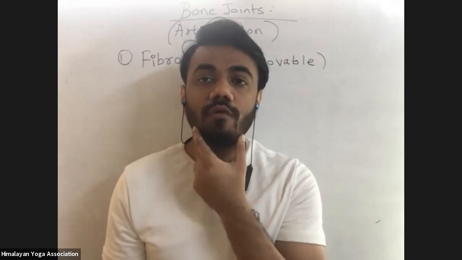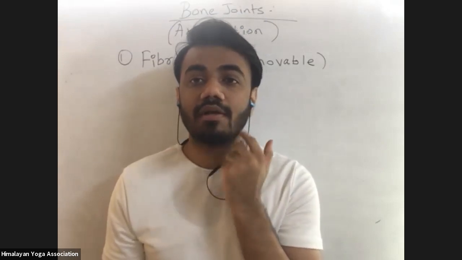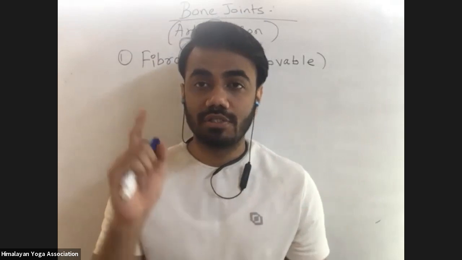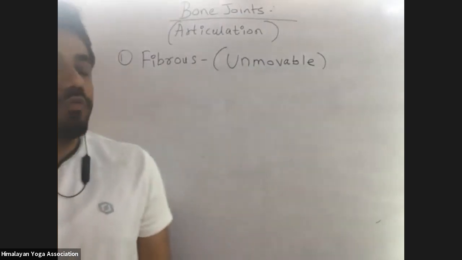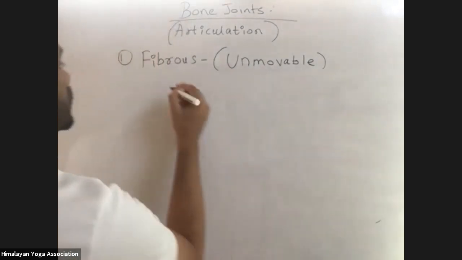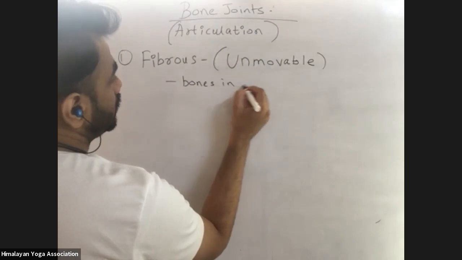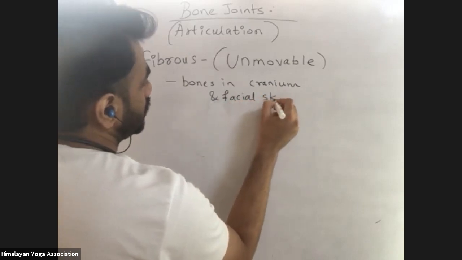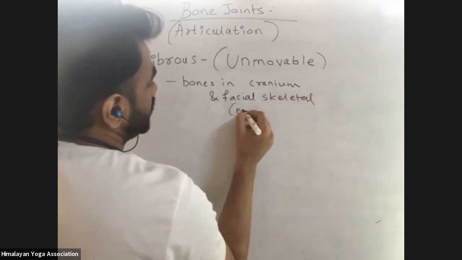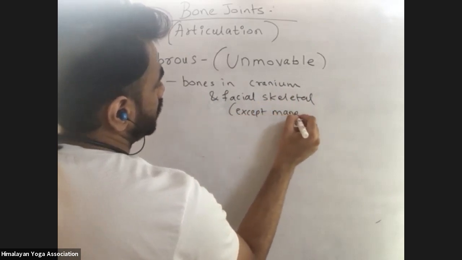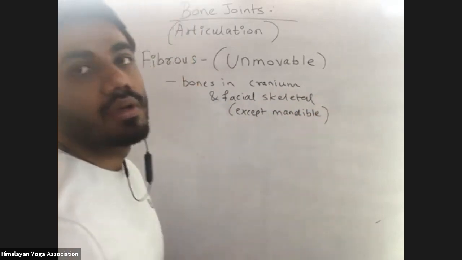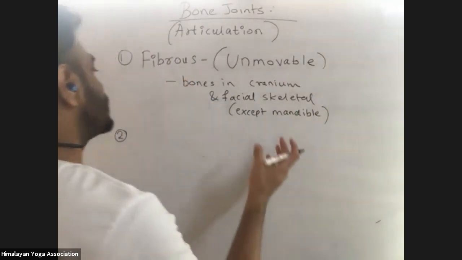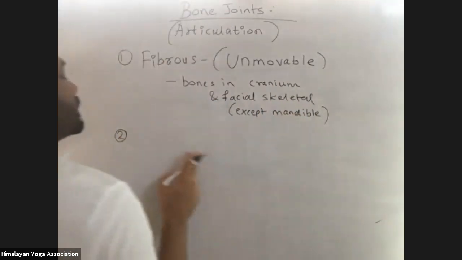These are fixed. The only moving bone, when I am speaking or talking, is the mandible. So this is the only moving bone. The rest are all fixed, fused with each other. These are fibrous bone joints, unmovable. Clear? So for example, here the bones in the cranium and facial skeleton, except the mandible. Then there are also more bones which you cannot move, but these are easy to remember.